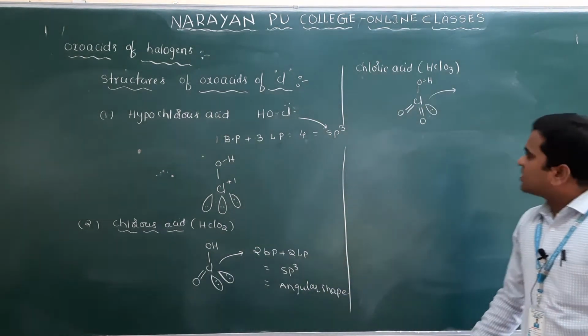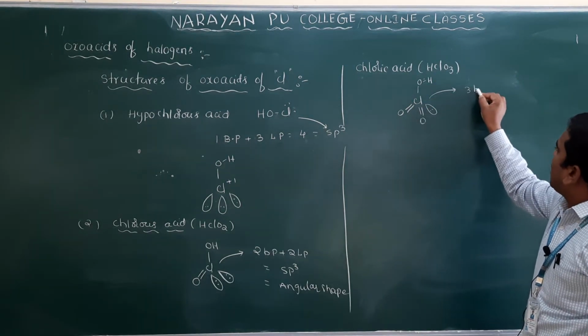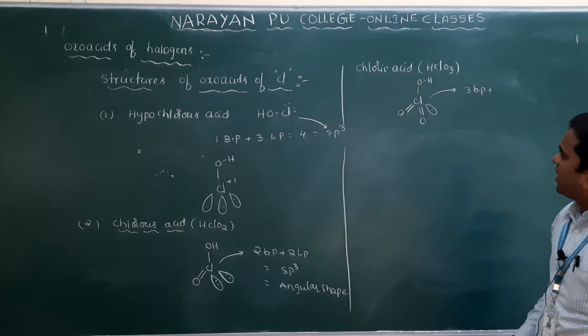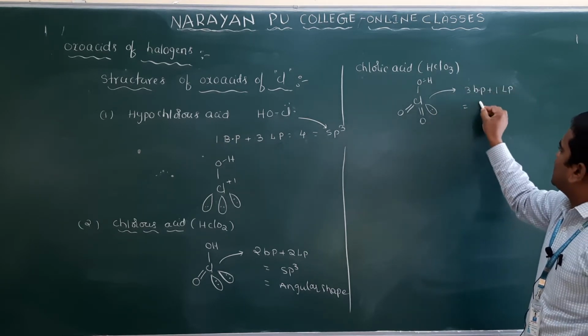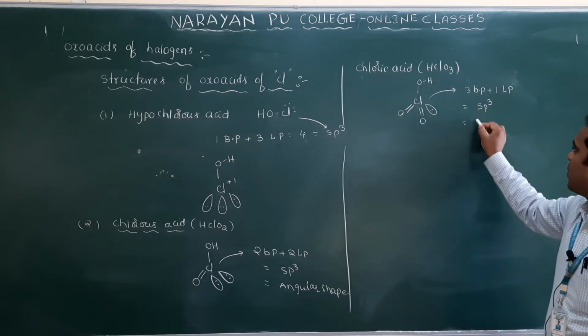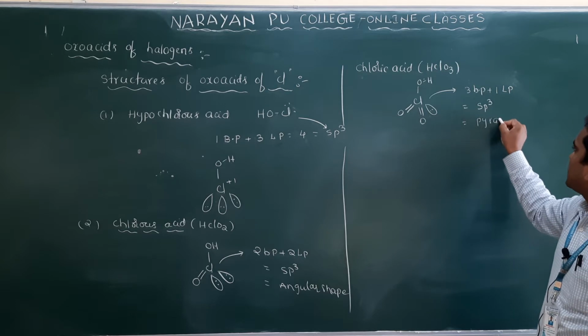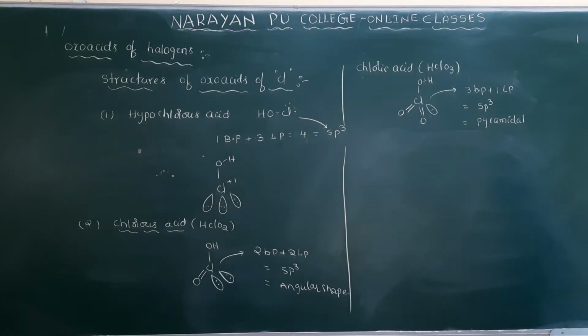You check it. What is the hybridization? You see? And chlorine forms how many bonds here? 3 sigma bonds. So there are 3 bond pairs. How many lone pairs are there? 1 lone pair. So what is the hybridization? sp3 hybridization. 3 bond pairs and 1 lone pair. What is the shape here? Pyramidal shape. This is chloric acid.